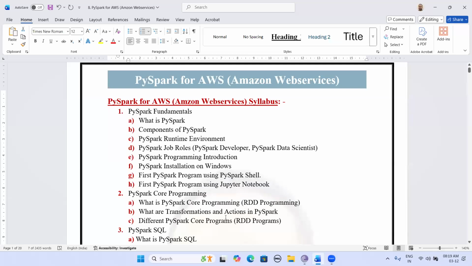Whether you are an AWS developer, AWS data analyst, AWS data engineer, or AWS data scientist, this course will help a lot for your AWS career, team. Okay, clear, right team?